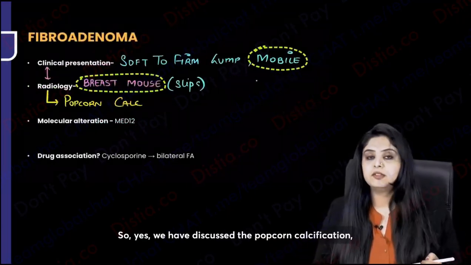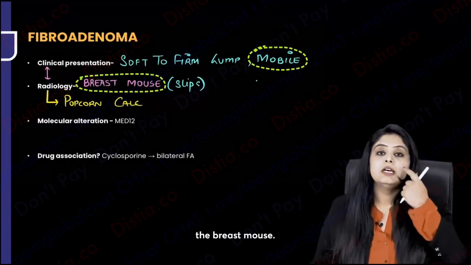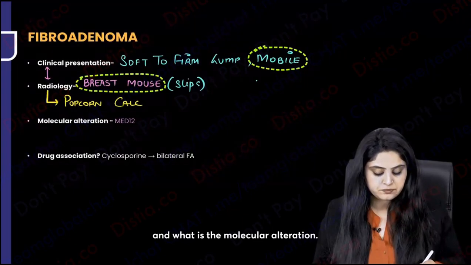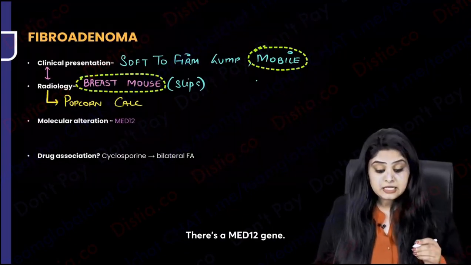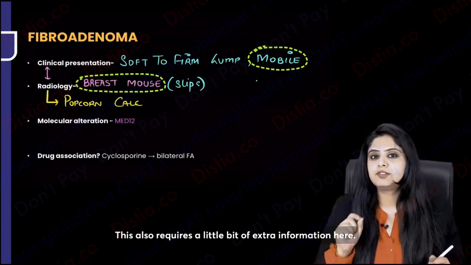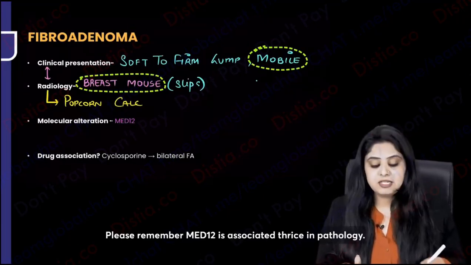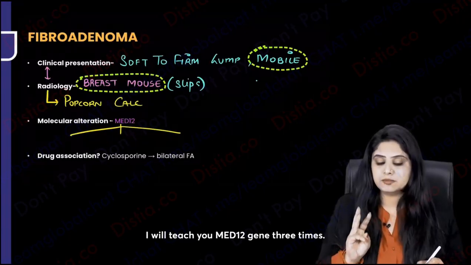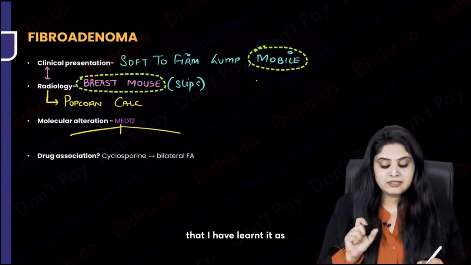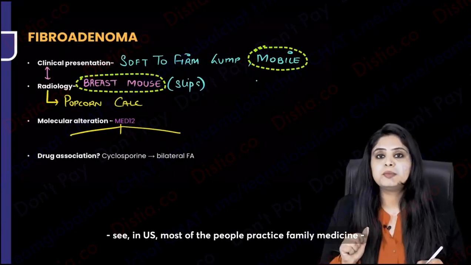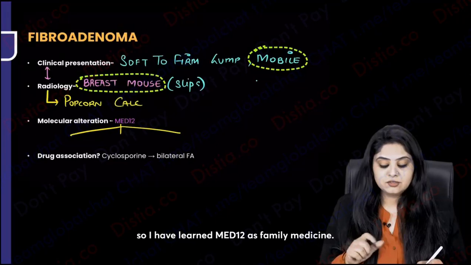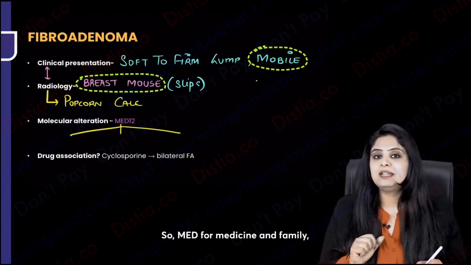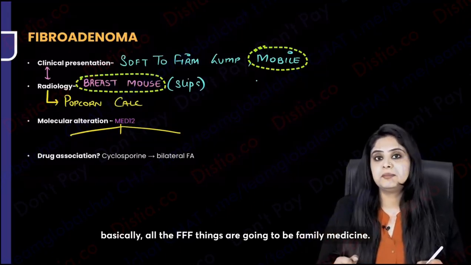So yes, we have discussed the popcorn calcification, the breast mouse. Now talking about something new that has been added in Robbins, the molecular alteration. There's a MED12 gene. This also requires a little extra information here. Please remember, MED12 is associated thrice in pathology. I will teach you the MED12 gene 3 times. All 3 times I will tell you what I have learned it as. In the US, most people practice family medicine, so I have learned MED12 as family medicine.